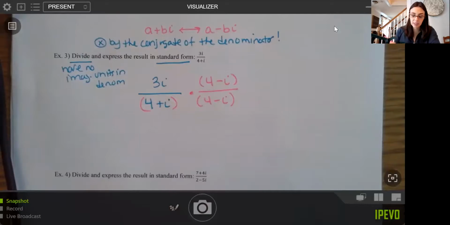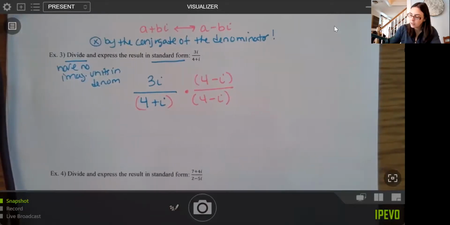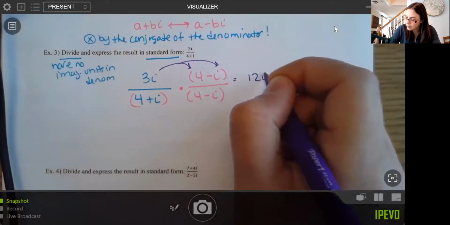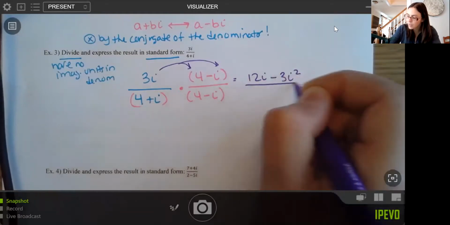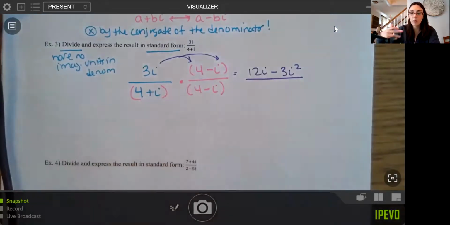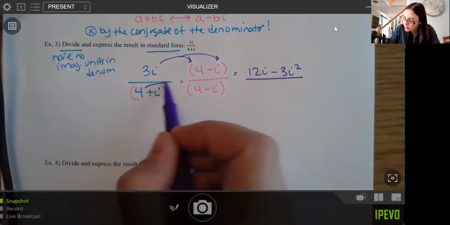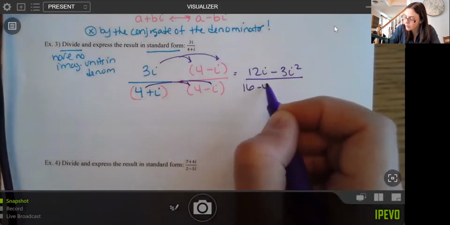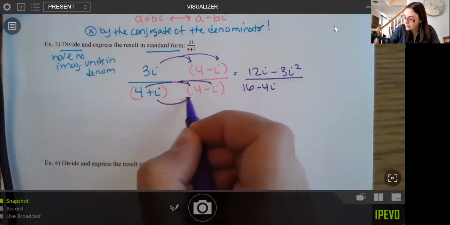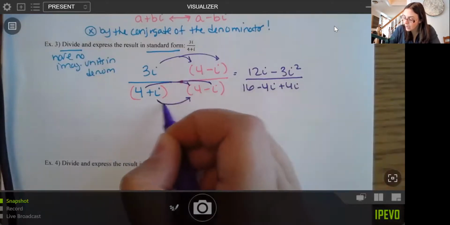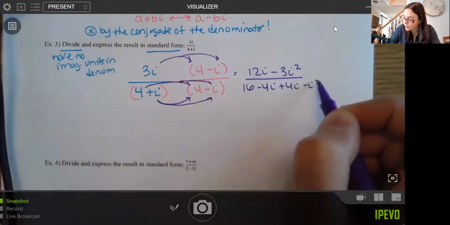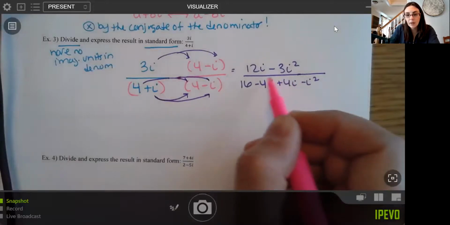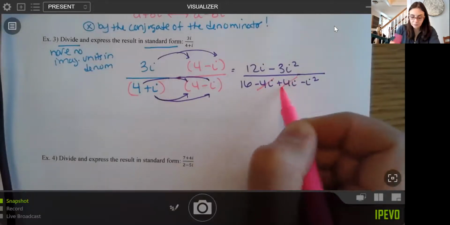And now you're going to use your multiplication techniques. So what we're going to do here is we're going to go ahead and distribute that 3i. So let's see, I get 12i minus 3i squared. And in the denominator, I'm going to do the same thing. I'm going to FOIL or distribute that out. So I start with the 4 here. So 4 times 4 is 16, and then 4 times negative i is negative 4i. And then I go to the next piece. i times 4 is 4i, and i times negative i is negative i squared. And what's going to happen, which is what you want, is you're going to notice those imaginary terms in the middle cancel. Negative 4i plus 4i is 0.